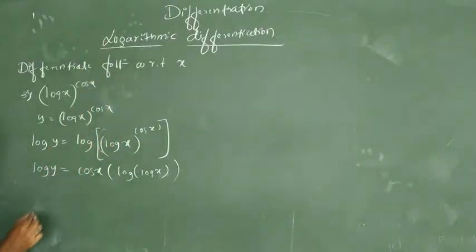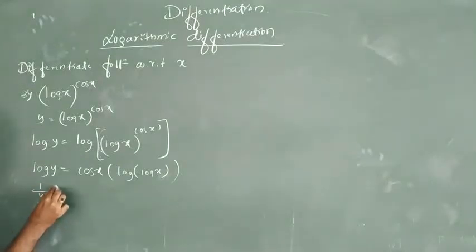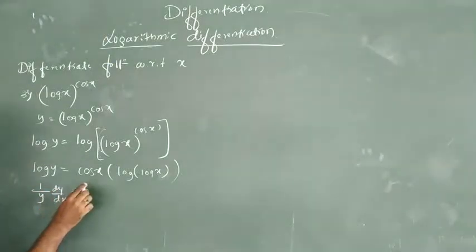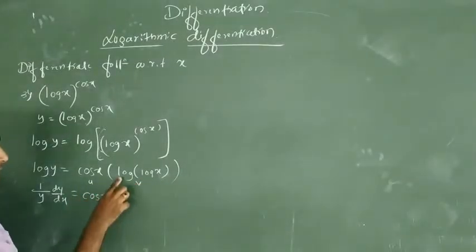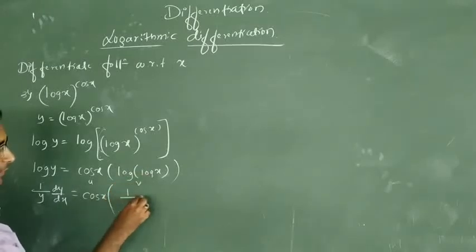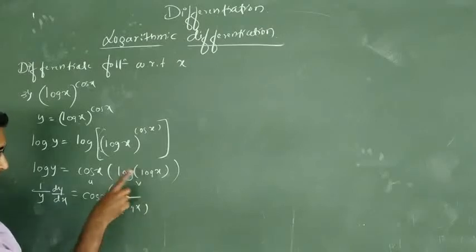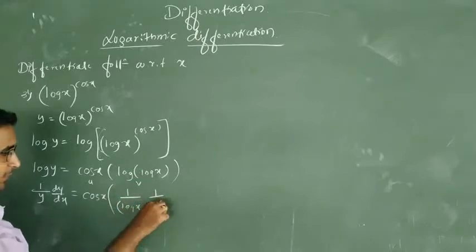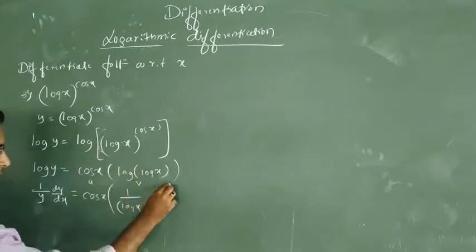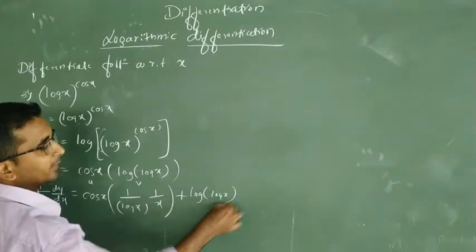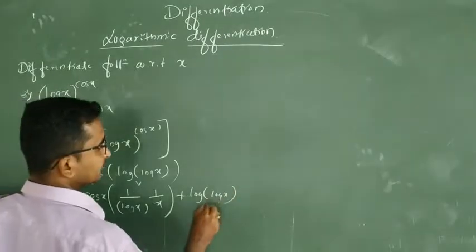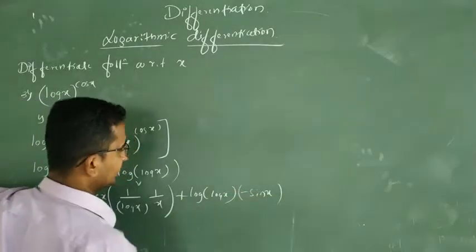Okay. Then by differentiation, dy by dx divided by y is equal to, now it is in the form of u v. First you keep the u as it is, cos x. Then differentiation of log x is 1 divided by x. The next differentiation is 1. Here you have to apply the chain rule. Log x is 1 divided by log of x. Then log x differentiation is 1 by x. The next differentiation is 1. Okay. Plus keep the v as it is, log of log x. Then differentiation of cos x is minus of sin x.